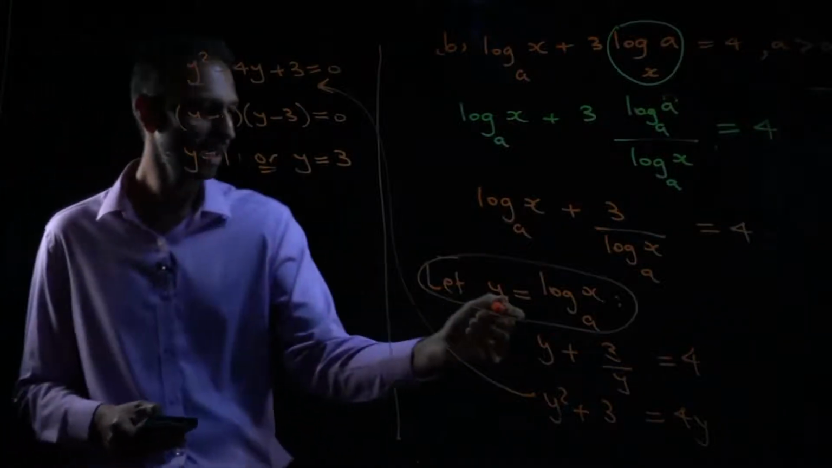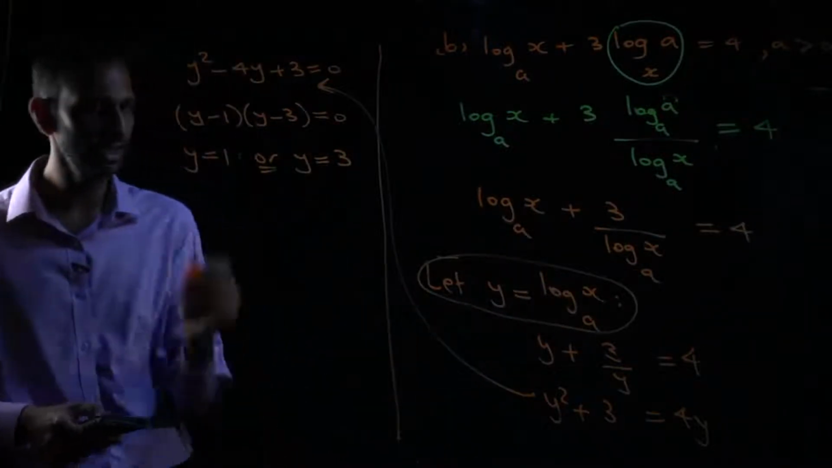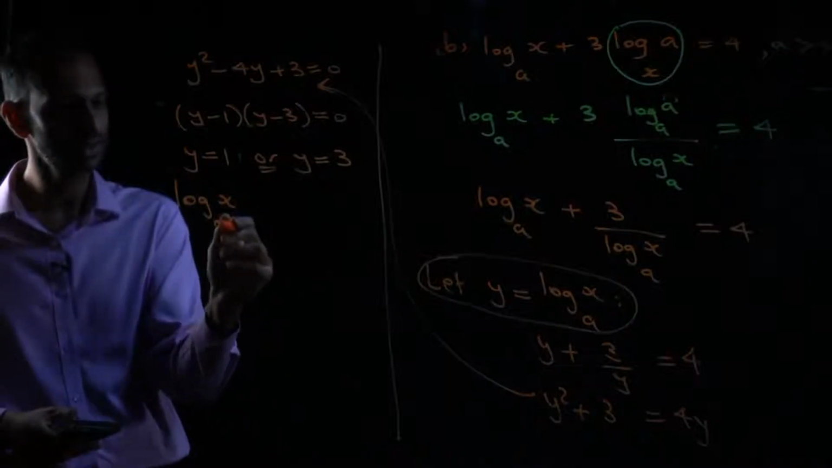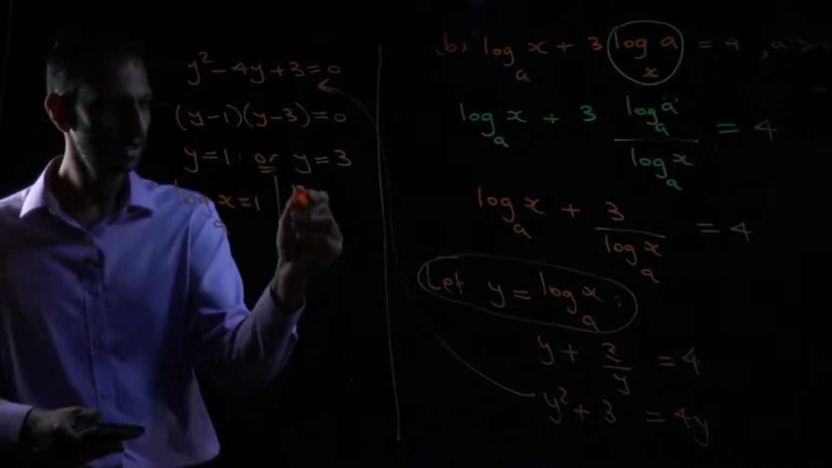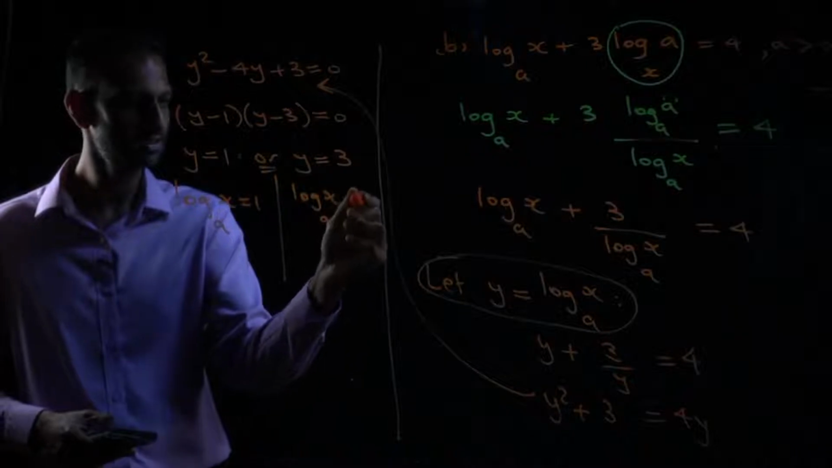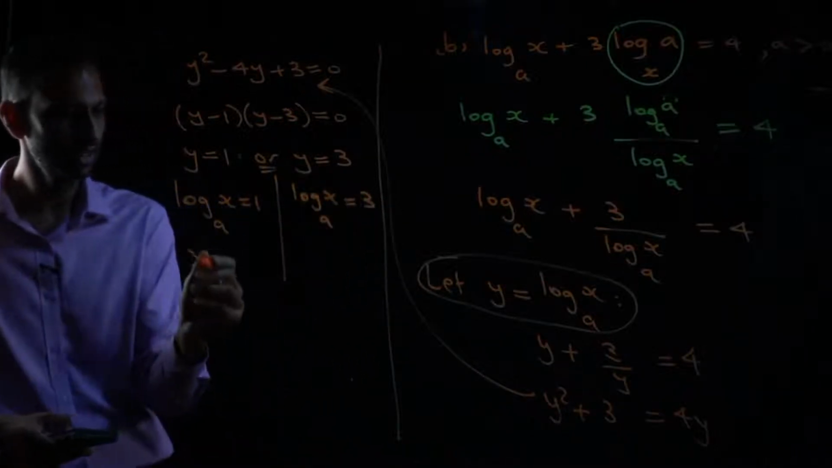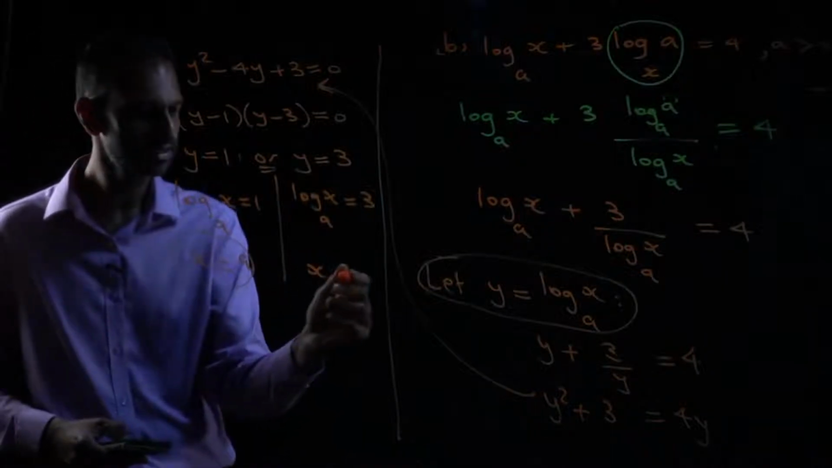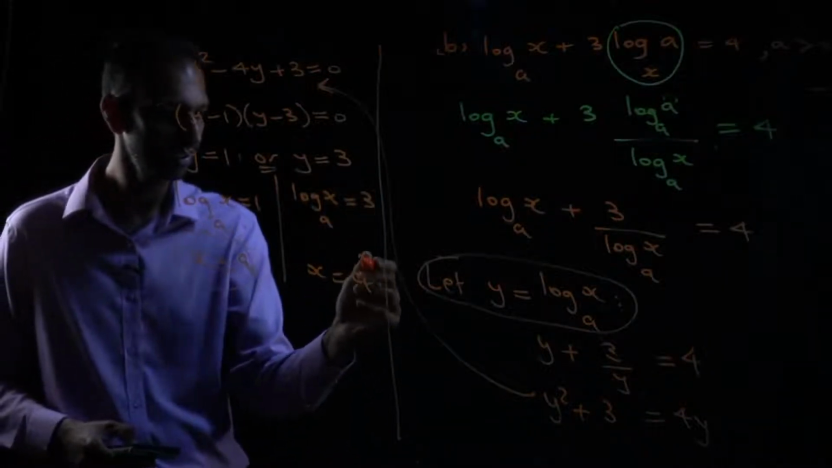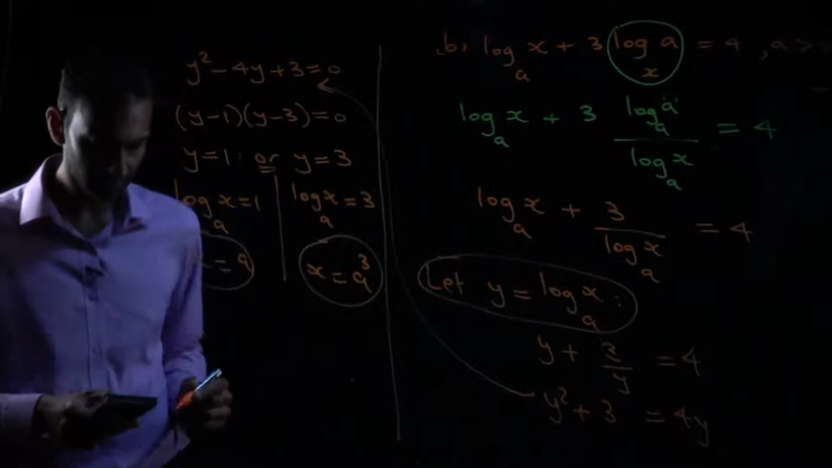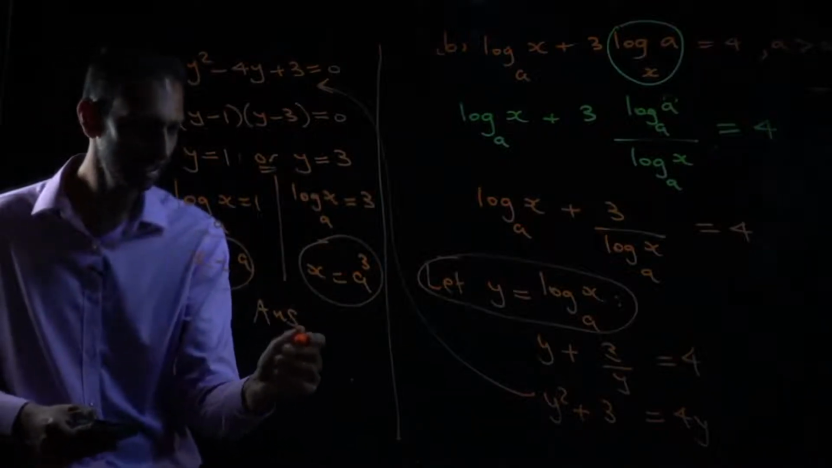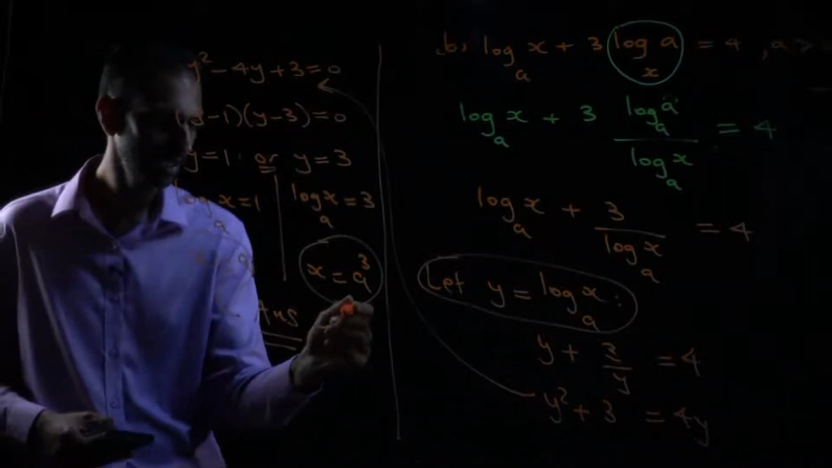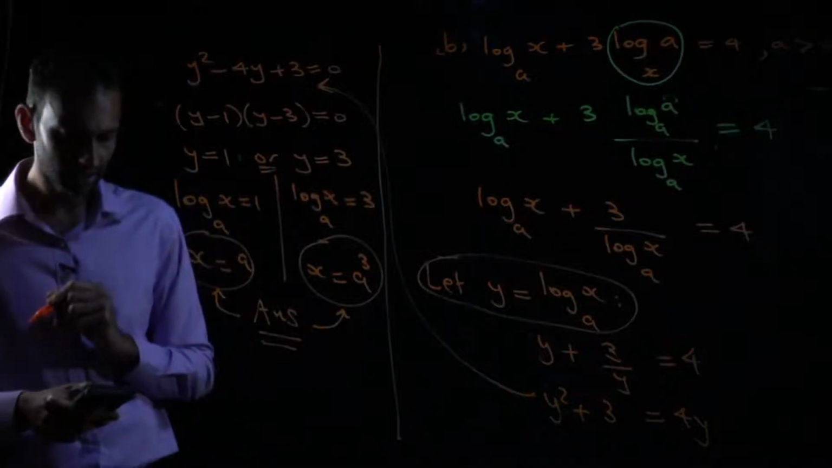What is y? y is defined by log of x to base a. Log of x to base a is 1. Log of x to base a is 3. So x is equal to a to the power of 1, which is a. x is equal to a to the power of 3, which is a cubed. So these are the answers. x is equal to a and x is equal to a cubed.